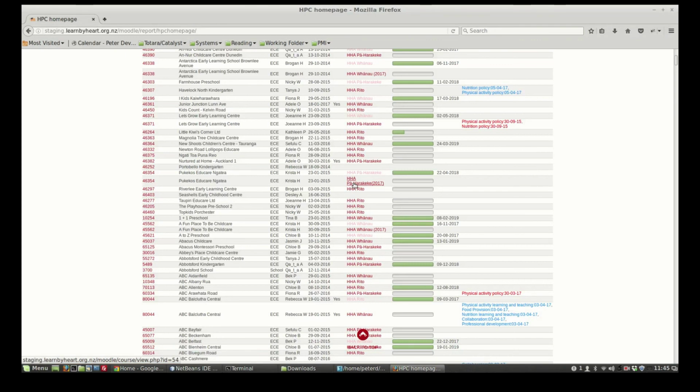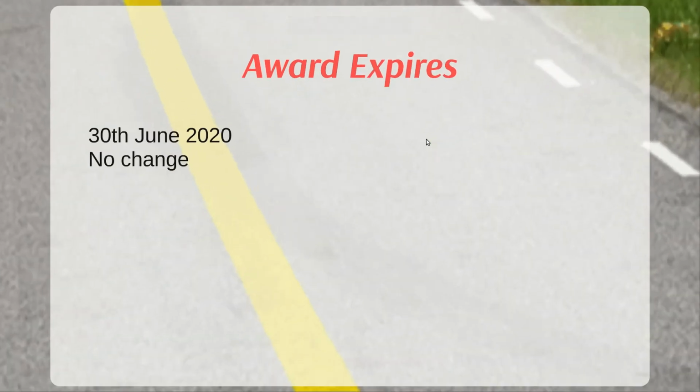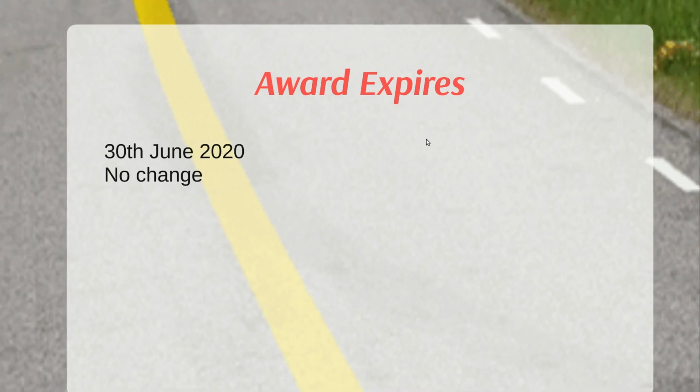So we've seen how it looks for the organisations, we've seen how it looks for you as nutrition advisors, and those are the main changes. The next point of the journey is award expiry. There's no change there, so I mention this just for completeness really, as at the moment there's no significance to this. This obviously will happen in my example in June 2020.